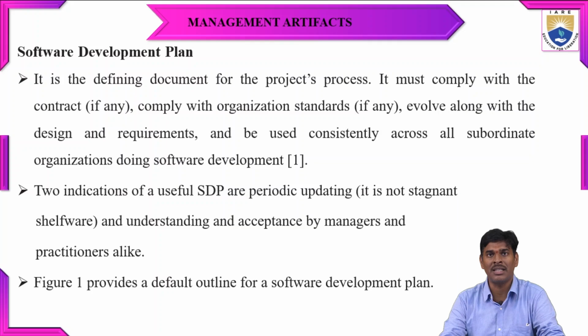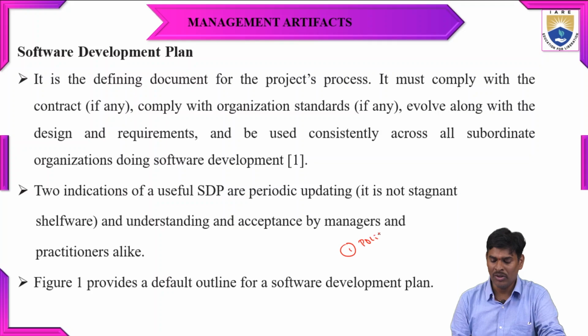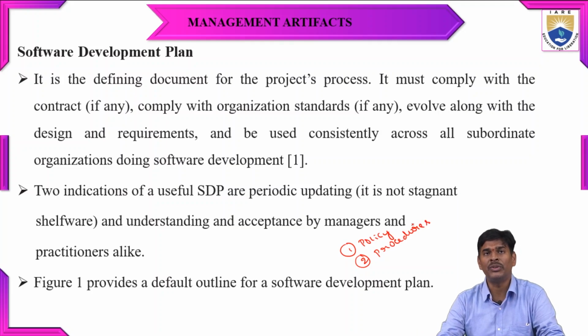In these organization standards, they need to follow the policies. Mainly they need to have the different types of policies, and they need to follow the procedures. These are the main standards when they are doing a software development plan. These policies and procedures should be incorporated along with design and requirements, so that they are consistently used and can be implemented during the software development.